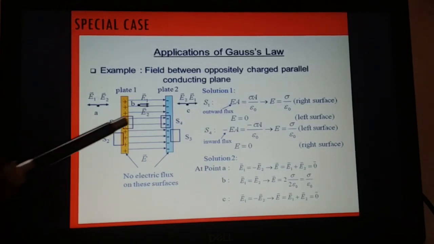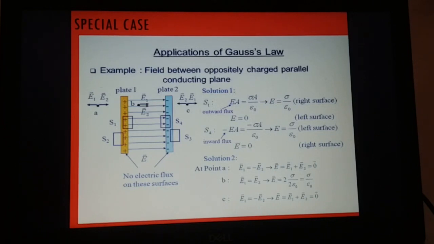Similar arguments you can go for the third region C also, which means in the third region also E1 and E2 are acting in the opposite directions with the same magnitude. If they are acting with the same magnitude in the opposite direction, the vector sum will be 0. So in the first region and third region, A and C, there should be no electric field intensity.